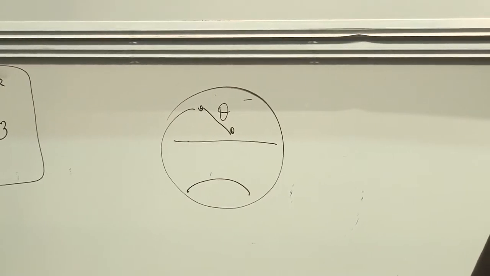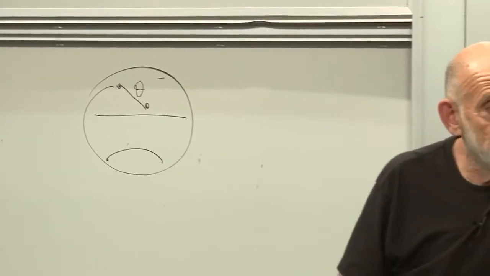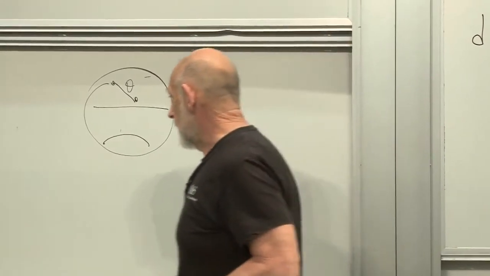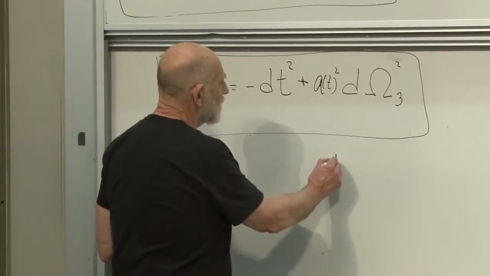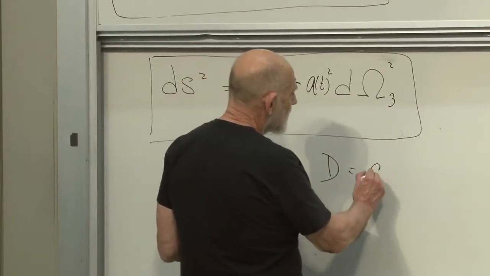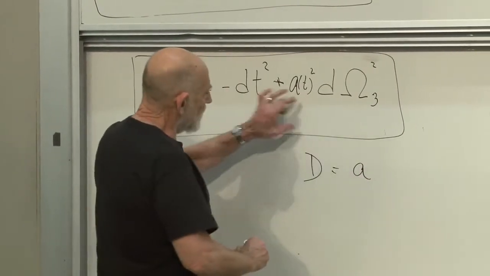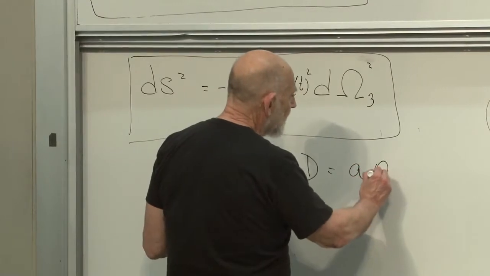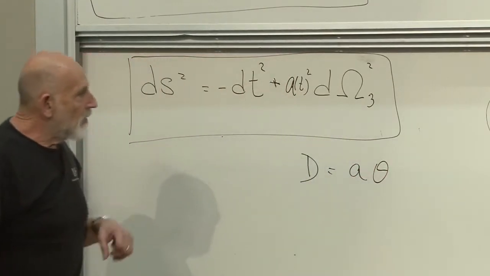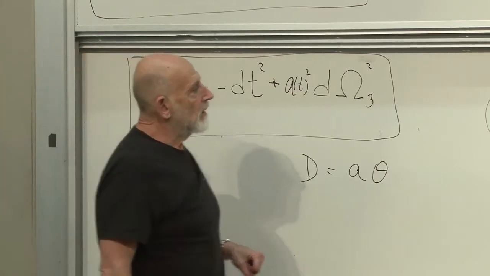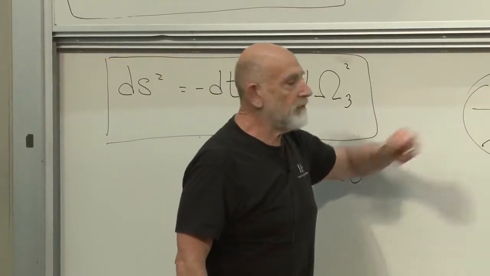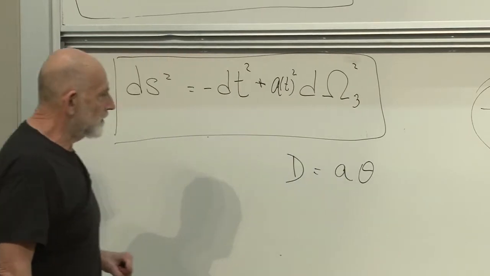A theta. A is the radius of the sphere. A theta. Right, you got the right idea, you just got the wrong letter. All right, the distance between those 2 points is A, the radius of the sphere, times the angular distance. What's the velocity of the relative velocity of the 2 points?